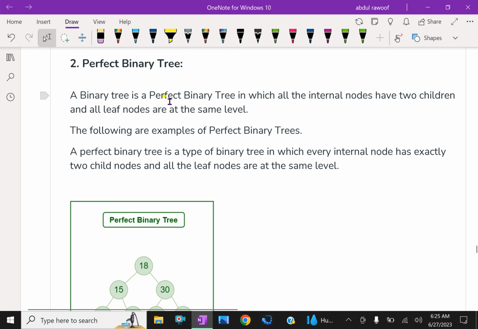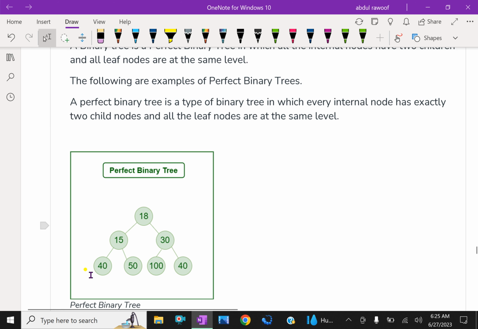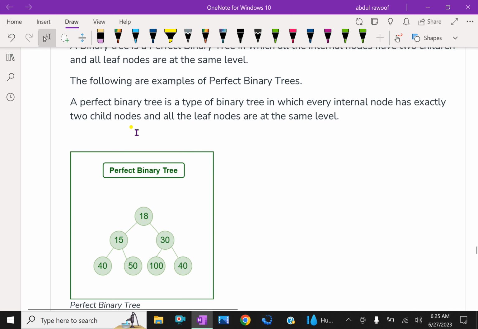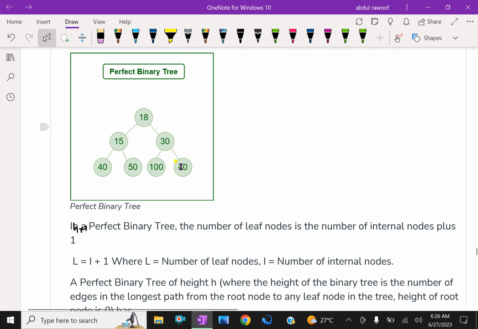Next is the perfect binary tree. A binary tree is a perfect binary tree in which all the internal nodes have 2 children and all leaf nodes are at the same level. A perfect binary tree is a type of binary tree in which every internal node has exactly 2 child nodes and all the leaf nodes have the same level.